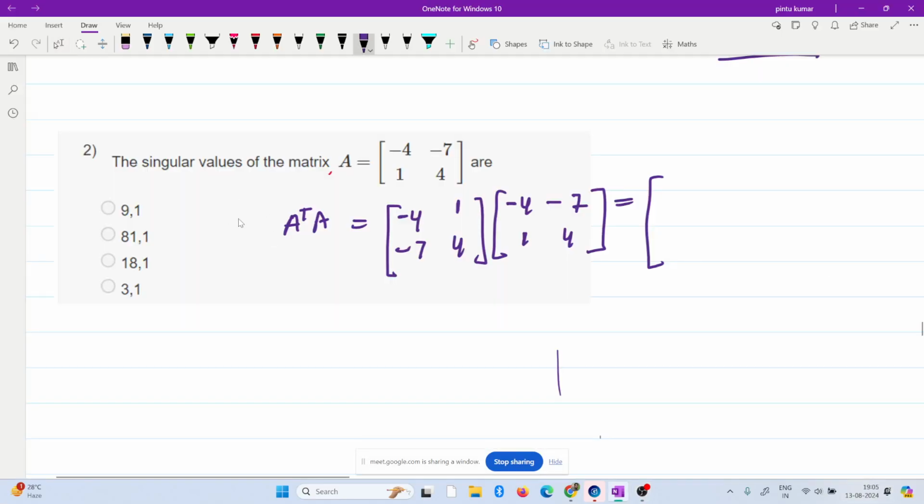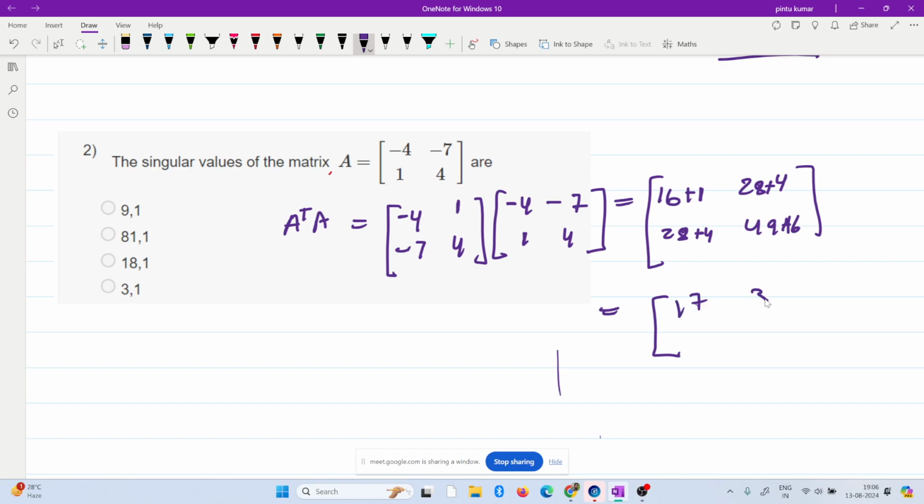I've started the recording. Okay. So this is the multiplication that you want to do. So this is 16 plus 1. Then this is 28 plus 4. Well, this is 28 plus 4. Right. This is 49 plus 60. So 17, 32, 32. I think I have made the correct calculation. If it is not correct, you can let me know.